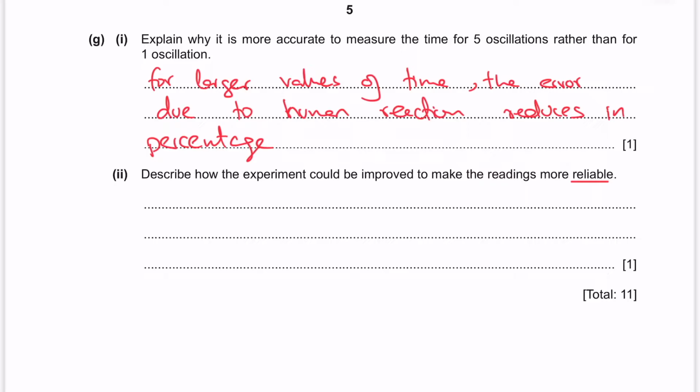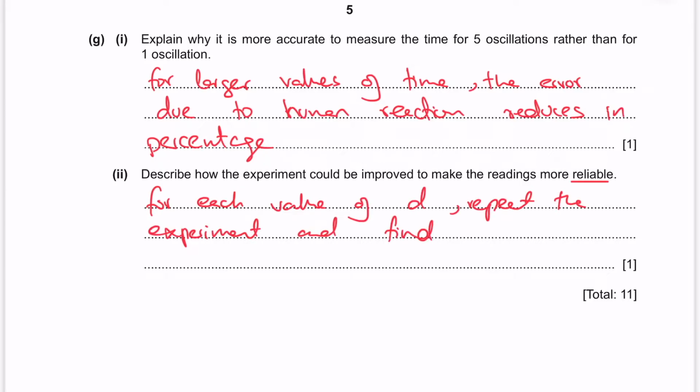Describe how the experiment could be improved to make the readings more reliable. Reliability can be achieved if you keep on repeating and calculate the average value. That makes the experiment more reliable. For each value of d, repeat the experiment and find the average value.